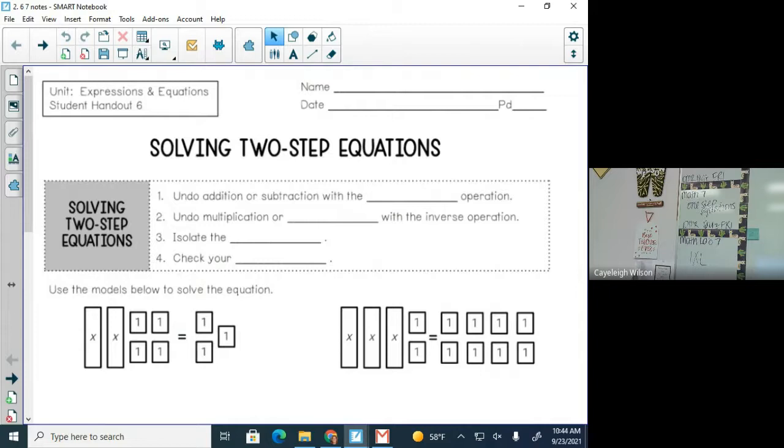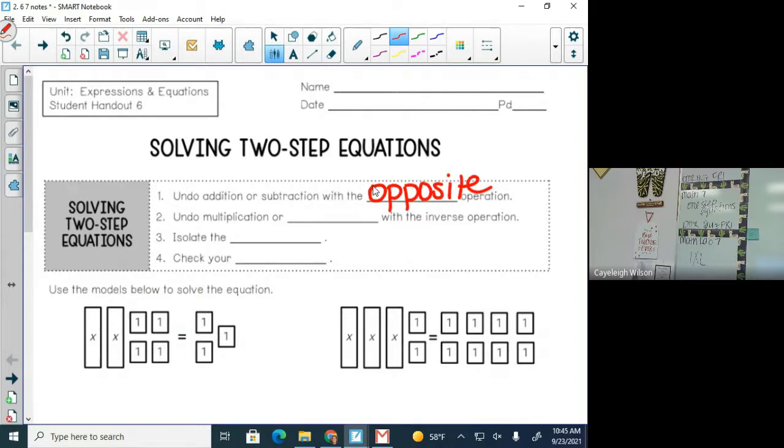The first thing that you're going to do, okay, listen. The first thing that you're going to do is undo the addition or subtraction with the opposite operation. So that's the first thing. You're going to get rid of the plus or the minus using the opposite. Write that on there.